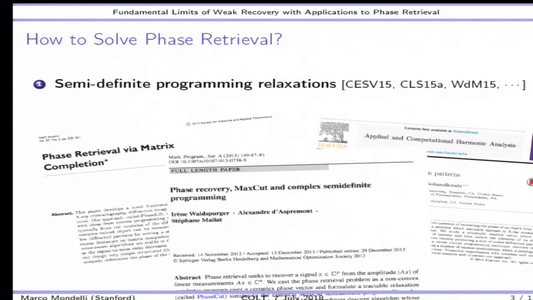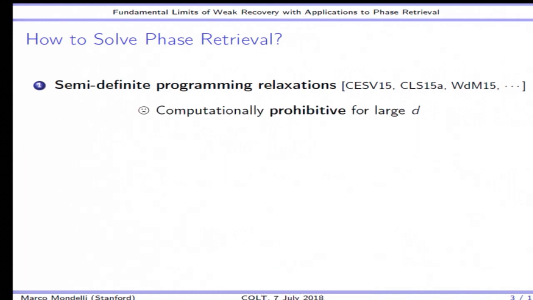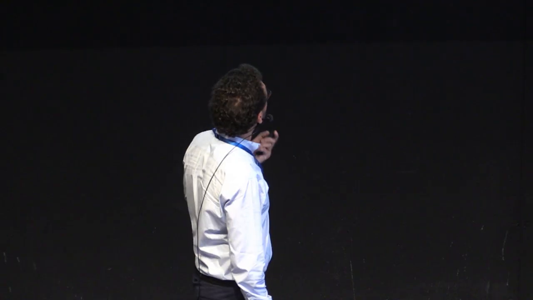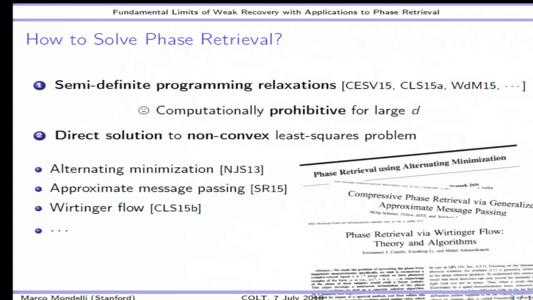Now there are two main ways to solve phase retrieval. The first one is just to relax it to an SDP and then solve the SDP. Here is a bunch of papers that do that. The main problem of this approach is that typically if d is on the order of a few hundred or 1,000, this becomes computationally prohibitive real quick. So people have tried also to solve directly the non-convex least squares problem. For example, some algorithms to do that are alternating minimization, approximate message passing, or Wirtinger flow, which is just a fancy name to say gradient descent.